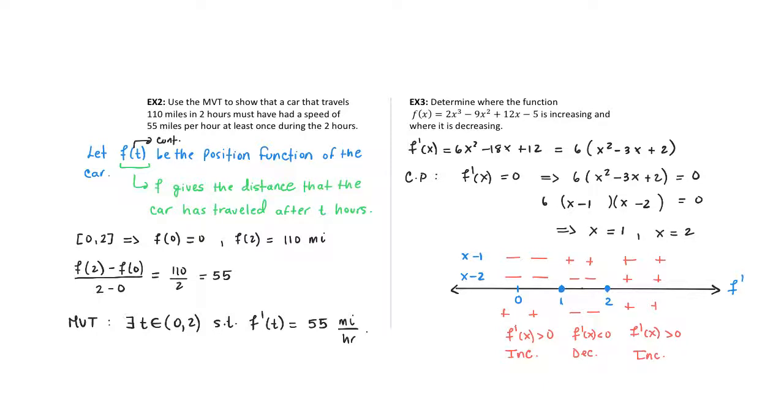What I have to do now, as a conclusion, is to write the intervals in, let's say, proper interval notation. So I'm going to say that f is increasing in the interval from negative infinity to 1 and from 2 to positive infinity. And f is decreasing in the interval from 1 to 2.